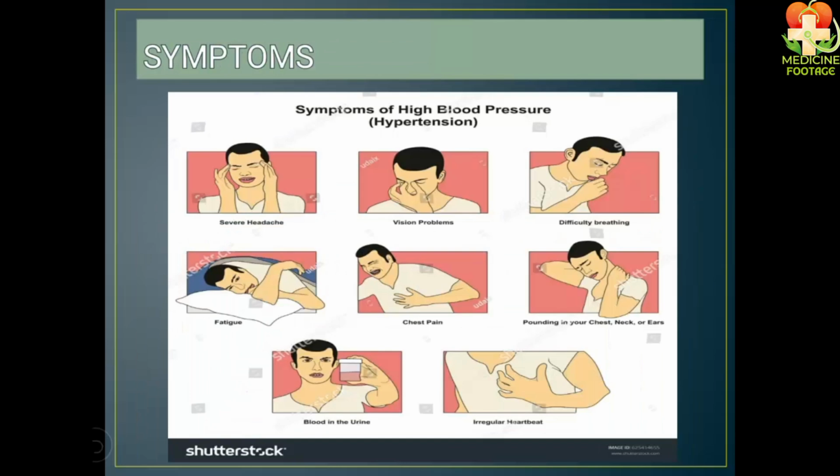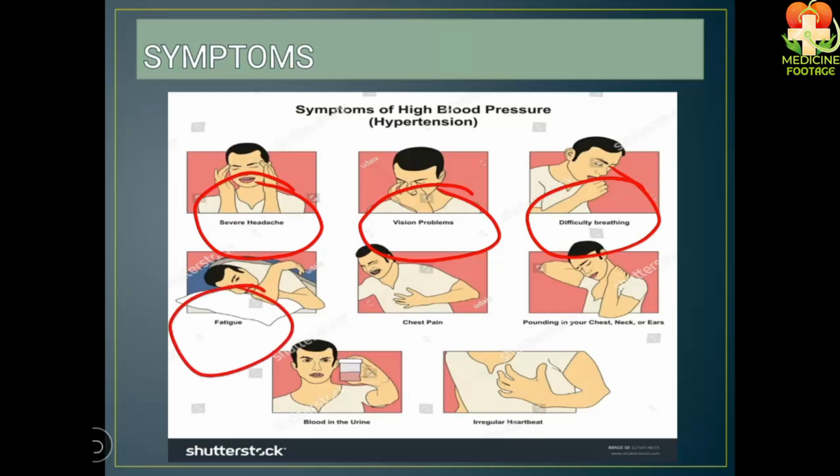Now let's move to the symptoms. If someone has hypertension, what symptoms will appear in the person to indicate that they have hypertension? The first condition is severe headache. The most prominent symptom is intense pain in the head. Vision becomes blurry. There is a problem with vision. Difficulty breathing starts. A lot of pain occurs. Chest pain occurs.